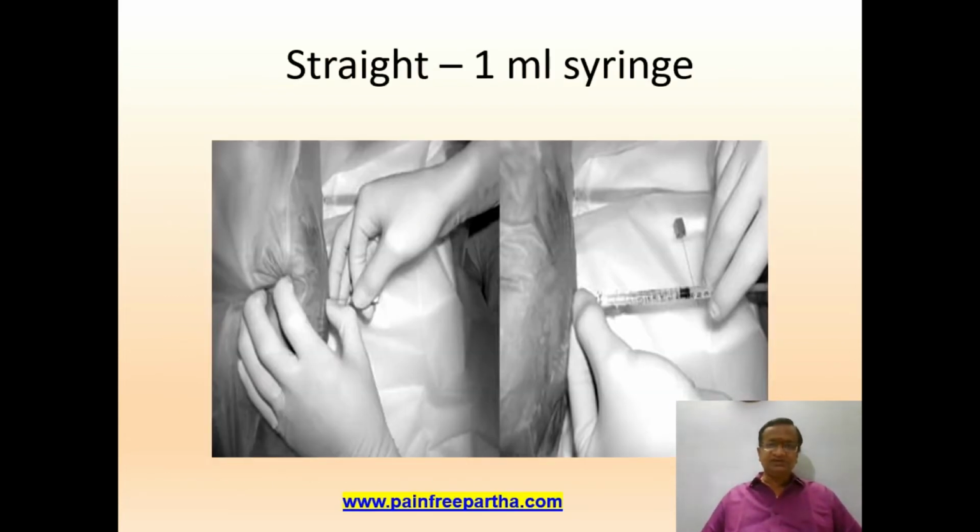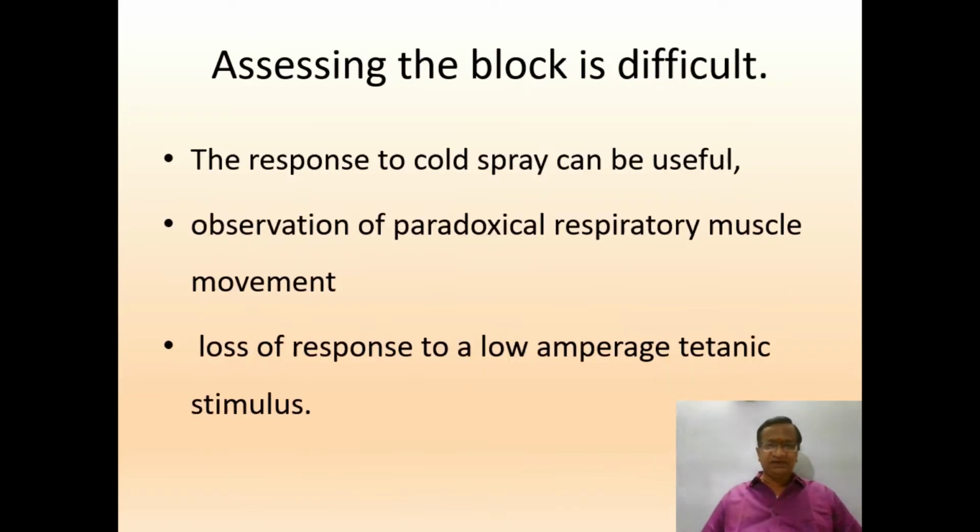Now you see, there's a straight approach. That's what I told, no paramedian. Assessing the block is difficult. Response to cold spray can be useful. Observation of paradoxical movements, all these things have been developed. But what I do is I simply check the superficial abdominal reflex. If that is gone, it means the level is umbilicus.